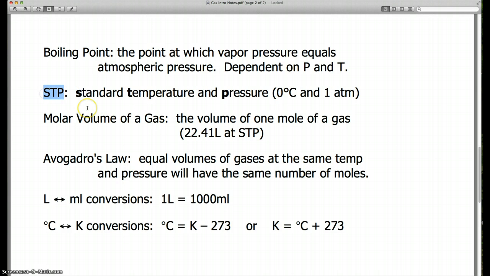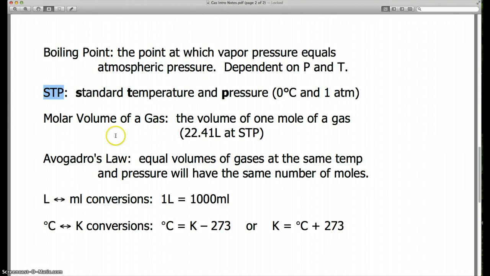STP: there are a few questions in the practice quizzes that refer to standard temperature or standard pressure. It's just another way of saying 0 degrees Celsius or 1 atmosphere. 1 atmosphere is a unit of pressure, and 1 atmosphere is basically the atmospheric pressure on a normal day at sea level. So there are some questions that refer to STP, or they might just say standard temperature, which is just a fancy way of saying 0 degrees Celsius, or standard pressure, which is again just a fancy way of saying 1 atmosphere.